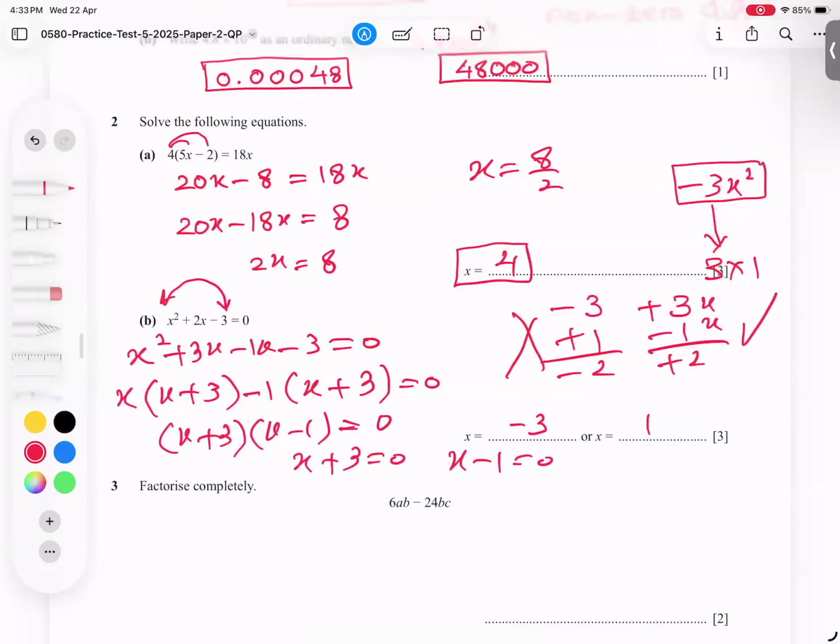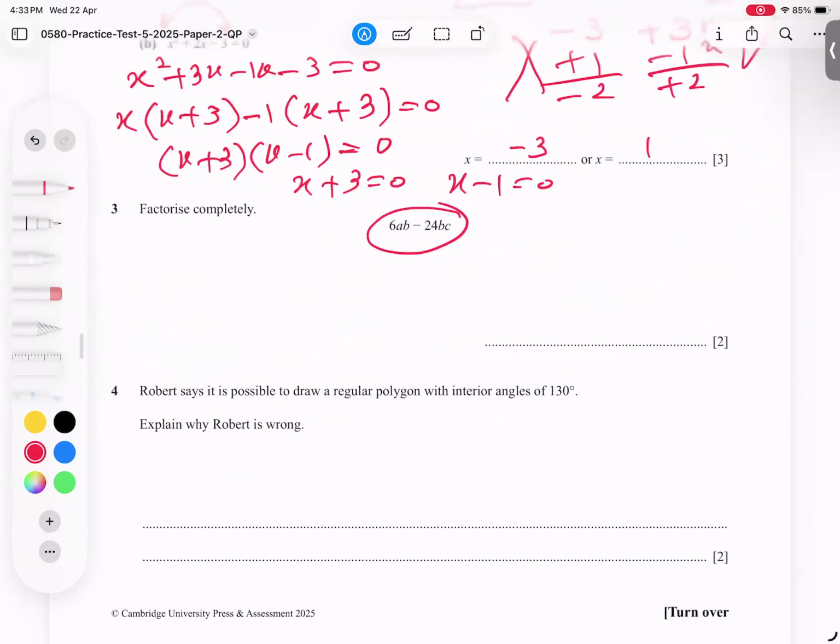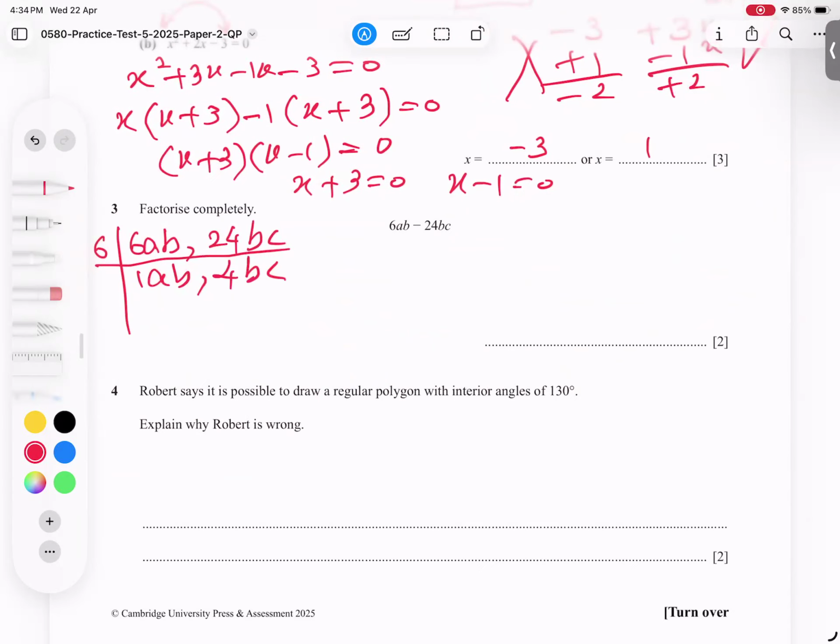Second last page, the question on the page: factorization means common. If it is very easy, fine. If you're feeling difficulty, then do it this way. Table of 6. 6 1s are 6. 6 4s are 24. And now take the common factor. I got A left, and here I got 4C left.